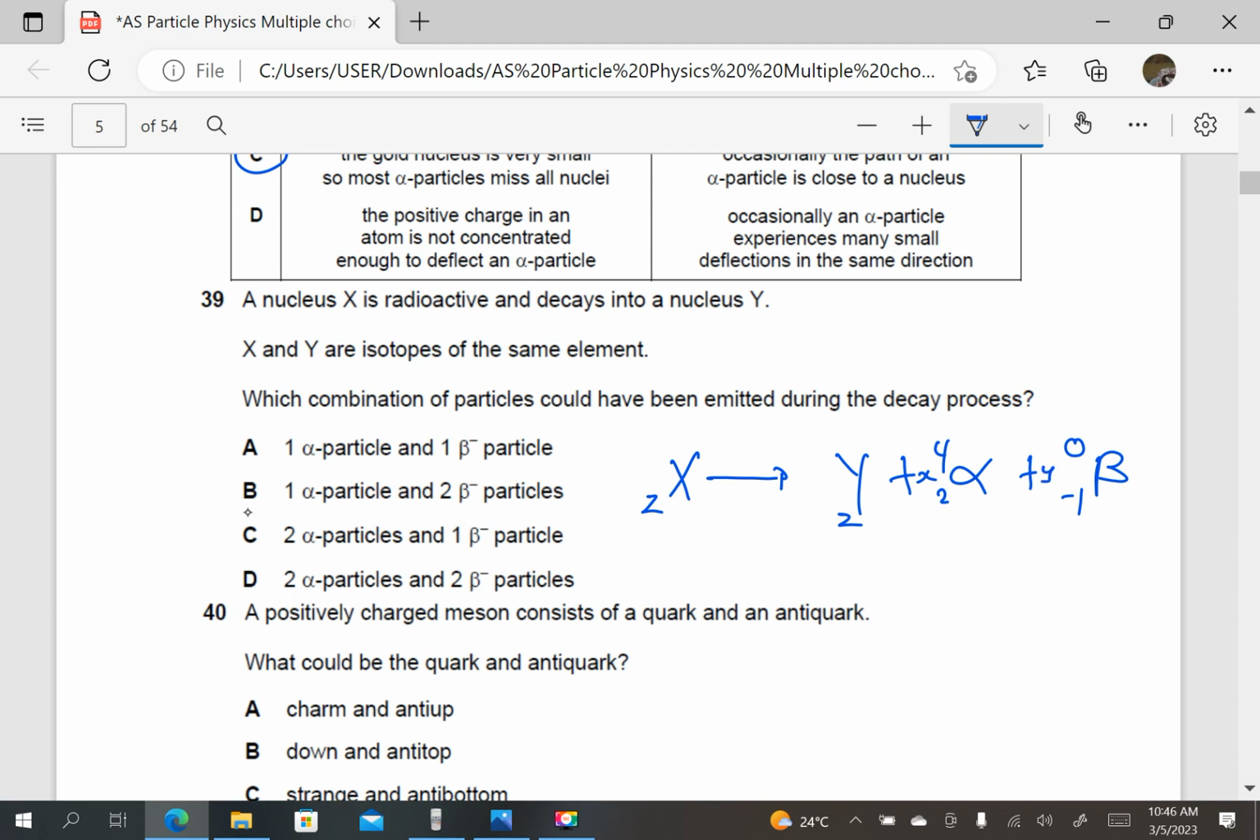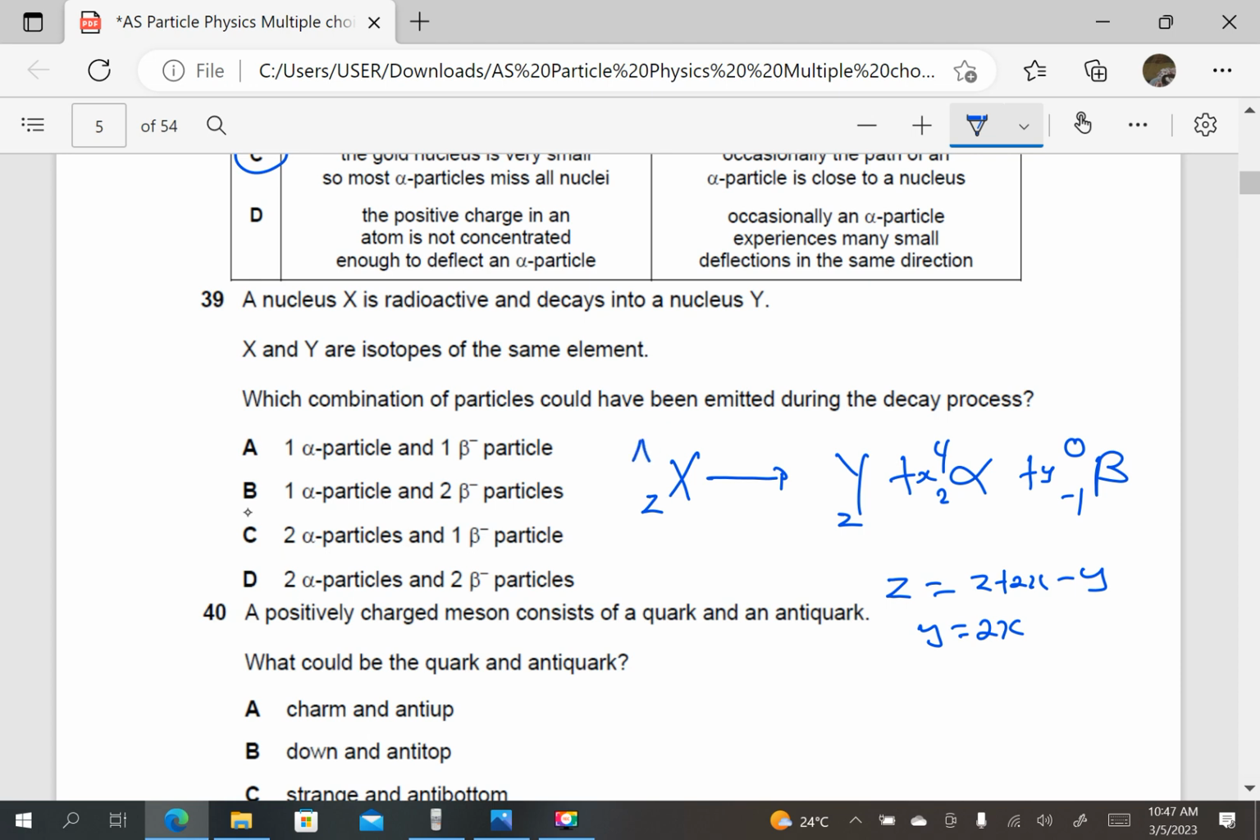Of course, y does not affect the nuclear number. Y just affects the proton number. So how many protons do we have here? Z on the left hand side should be equal to Z plus 2x minus y. In other words, we are saying that y is going to be equal to 2x. Y is 2x.